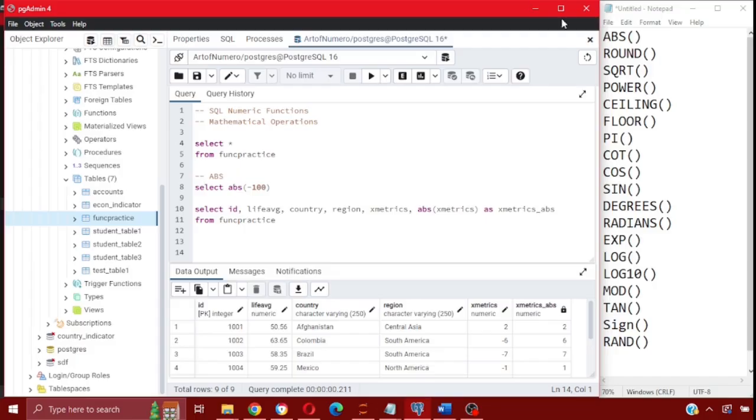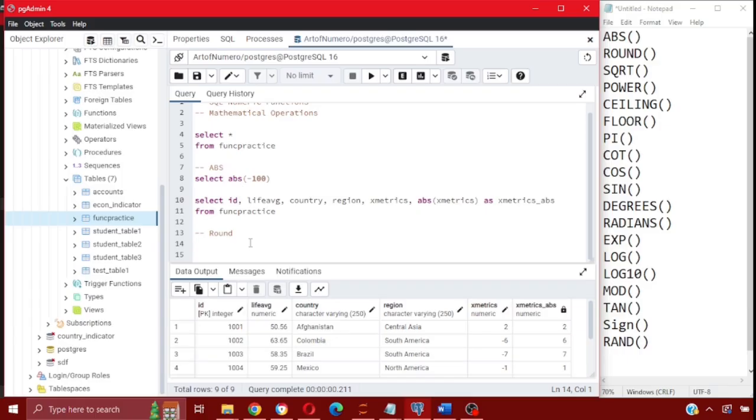Now let's go to the second one. Without any further ado, let's talk about ROUND. And so ROUND, as you know from the name, is as easy as it sounds. Rounding is a function you use when you want to round a number to a specified number of decimal places. So there are rules.